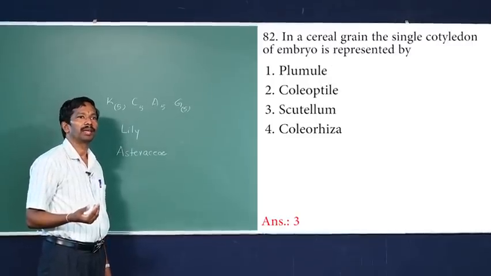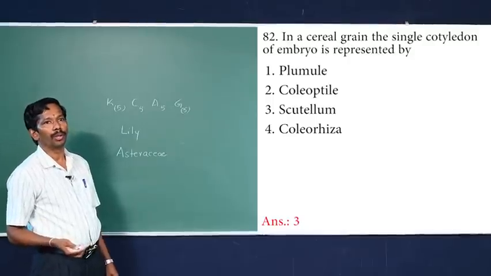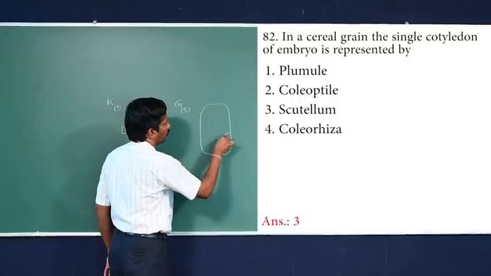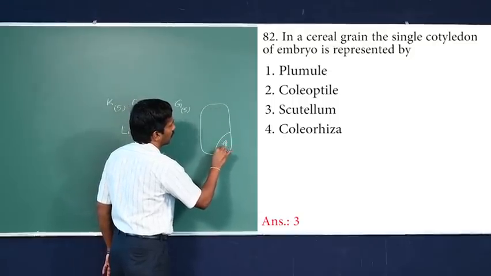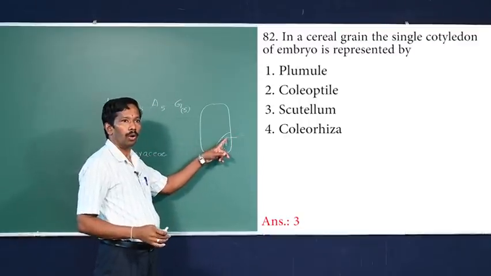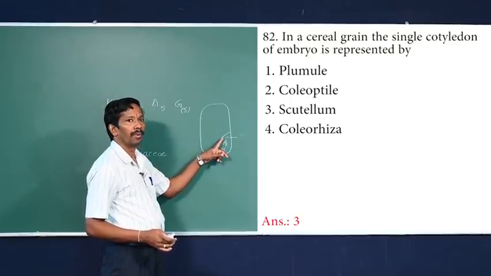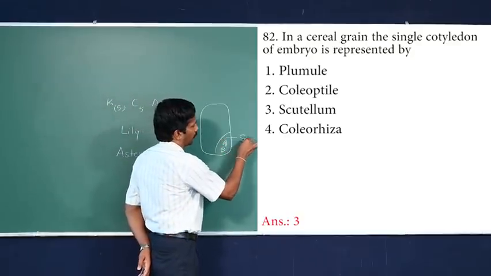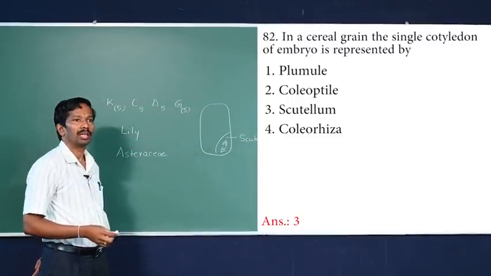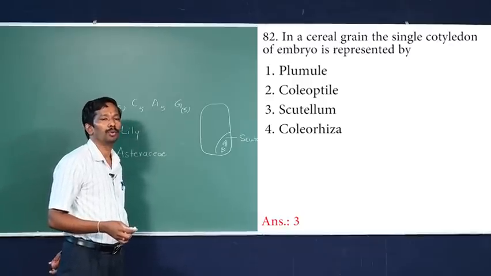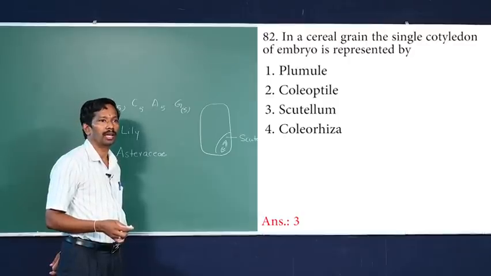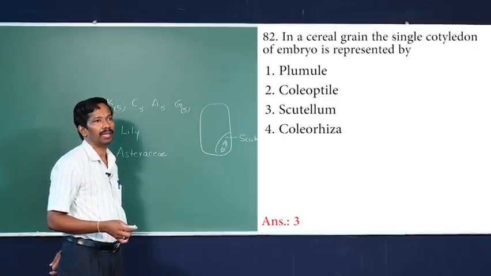82. In cereal grain, the single cotyledon of the embryo is represented by, again representing the same diagram of maize, along with plumule, radicle, the single cotyledon of the embryo is constituting the scutellum. So the answer should be 3 when compared to option number 1 plumule, option number 2 coleoptile, option number 3 scutellum, and option number 4 coleorhiza. So the answer is 3 for question number 82.